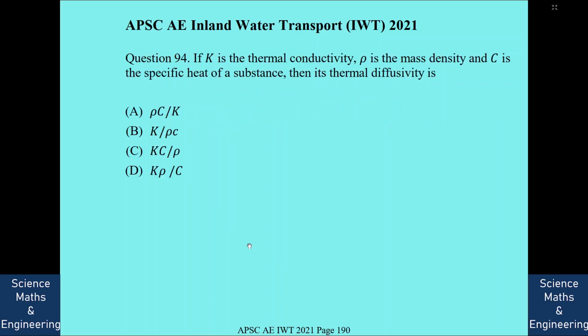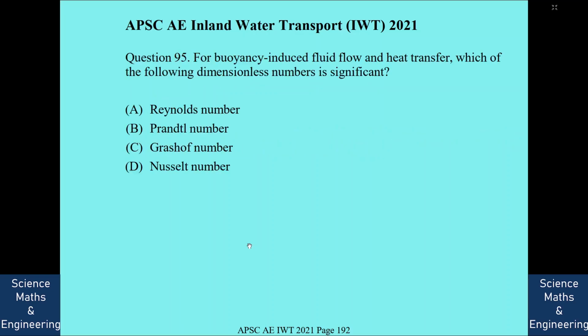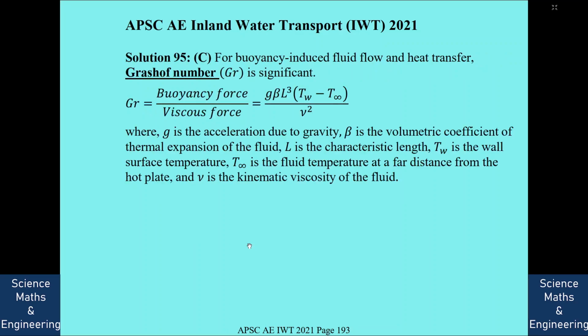Next, if K is the thermal conductivity, rho is the mass density and C is the specific heat of a substance, then its thermal diffusivity is alpha equal to K by rho C. Next, for buoyancy induced fluid flow and heat transfer, which of the following dimensionless numbers is significant? Reynolds number, Prandtl number, Grashof number or Nusselt number? The answer is Grashof number, because Grashof number is equal to buoyancy force divided by viscous force.